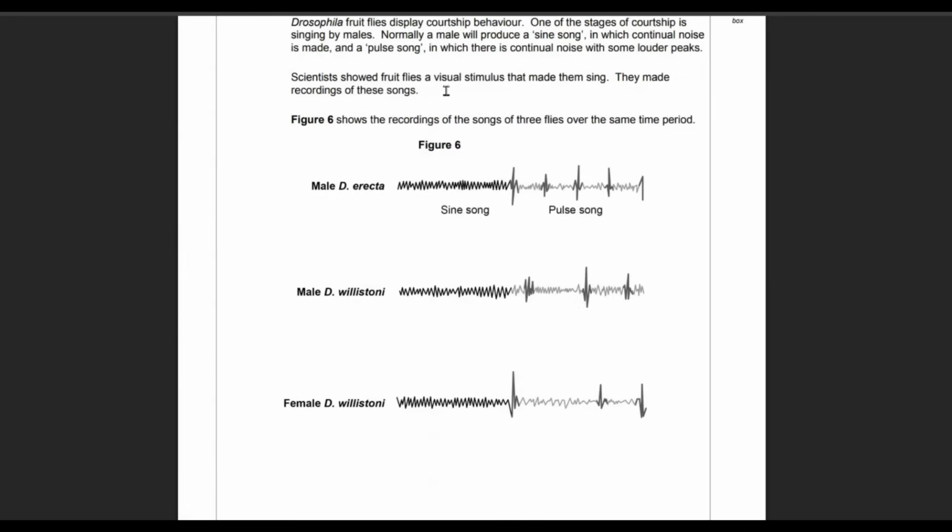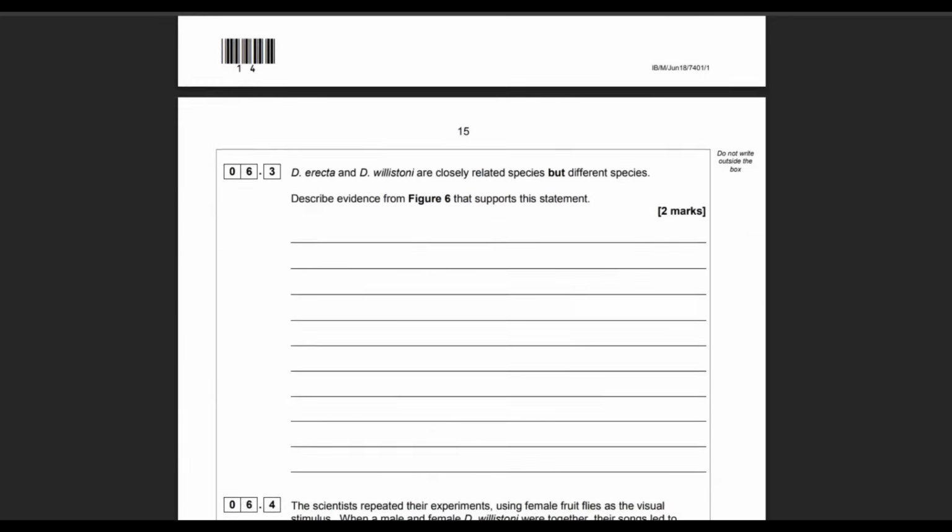Scientists showed fruit flies a visual stimulus that made them sing. They made recordings of these songs. Figure 6 shows the recordings of the songs of three fruit flies over the same period. So we've got the male D. erecta, here's its sine song, and then it goes into a bit of a pulse song. Then we've got the male D. Willistoni, here's its sine song, and then a pulse song. And then we've got the female D. Willistoni, with the sine song and a little bit of a pulse song. Now, what are they actually going to ask us?